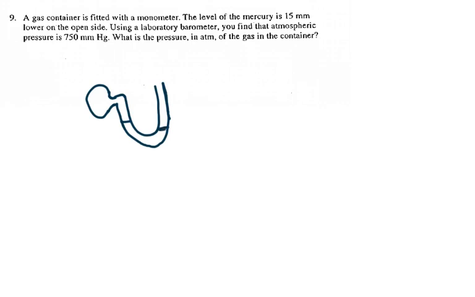So I'm going to put a little line down here. And from here to here, I have 15 millimeters. This side is 15 millimeters lower. This is my mercury all filled in here. It says using a laboratory barometer, you find that the atmospheric pressure, so that's out here, pushing on this side, is 750 millimeters of mercury. It says, what is the pressure of the gas in the container? So I'm just going to label this A because it doesn't really say what gas it is.